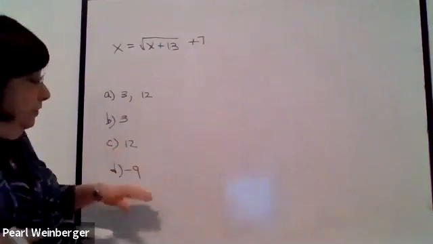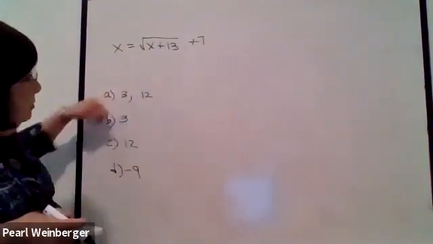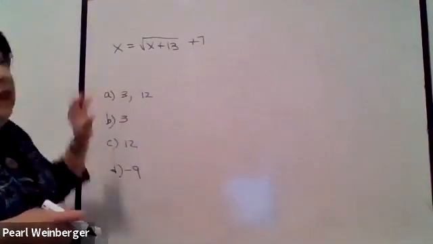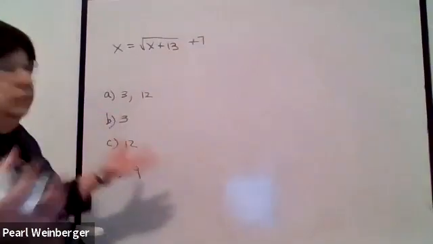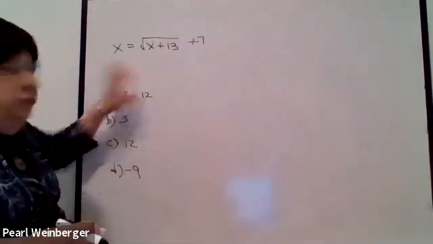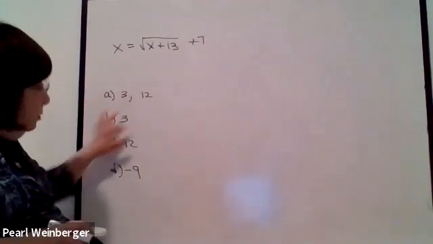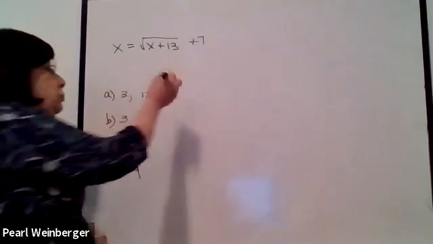Now, you might not even have to check -9. If you get one of these answers being correct, remember, they have to put down all the answers. If one of the answers is, let's say, 3, and 12 doesn't work, then you would know your answer would have to be B. You wouldn't even have to get to -9. So here's what we do.